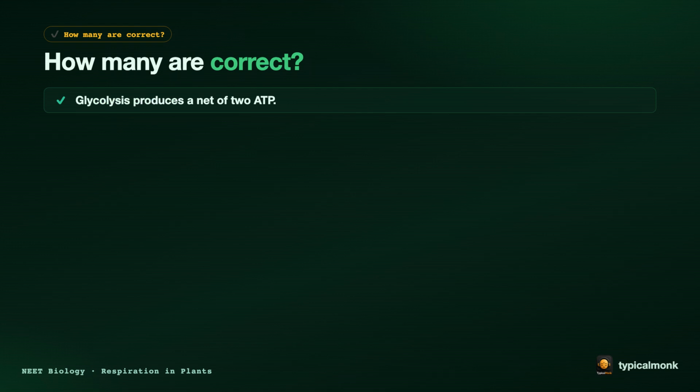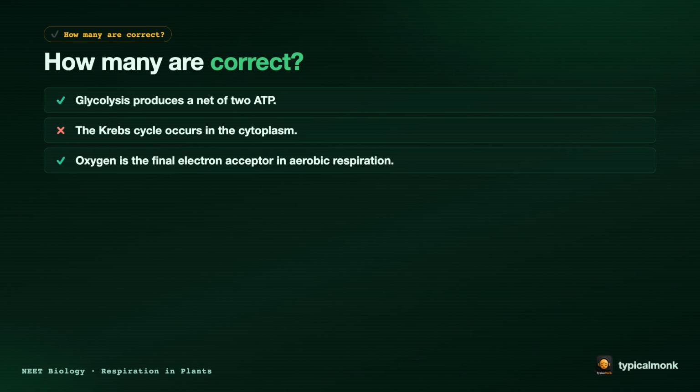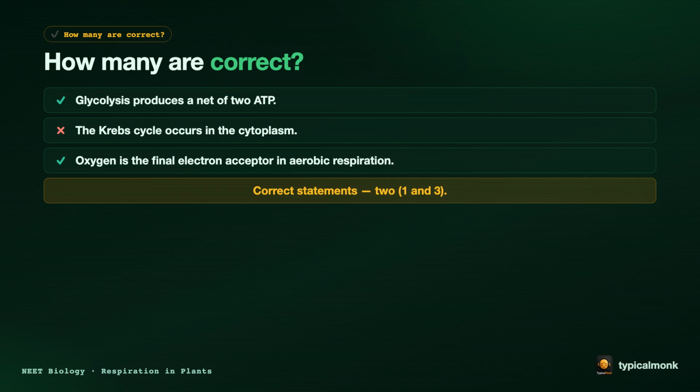Now the third drill. How many of these statements are correct? Check them one by one. First, glycolysis produces a net of 2 ATP. This is correct. Second, the Krebs cycle occurs in the cytoplasm. This is wrong. It occurs in the mitochondrial matrix. Third, oxygen is the final electron acceptor in aerobic respiration. This is correct. So the correct statements, 2, that is, the first and the third.